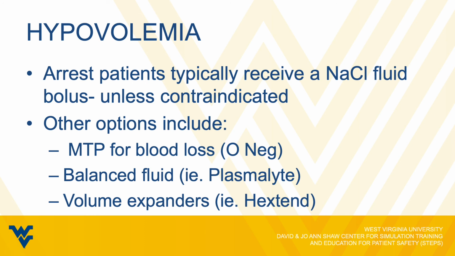Some other options include, especially for trauma, massive transfusion of blood. So that's that MTP protocol. We're giving lots of O-negative blood through something like a Level 1 infuser, warm and very quickly. You might also choose a more balanced fluid that isn't quite as acidotic as saline, like Plasma-Lyte. Volume expanders have been very popular in the military and can still find some use here. Something like Hextend might be appropriate as well. So that's all of the H's.